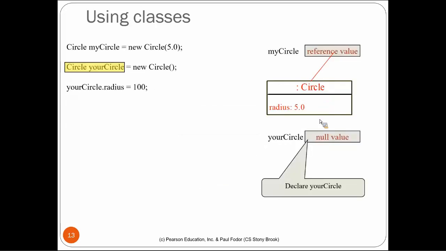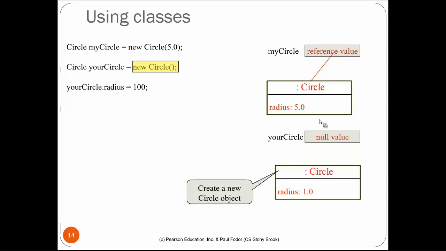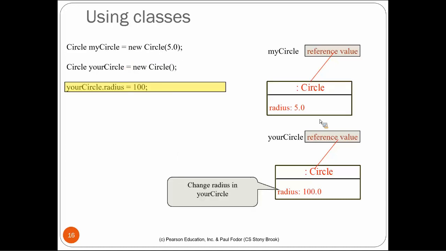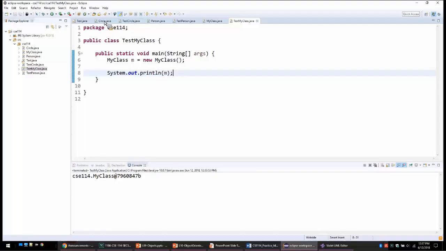And the same happens for the second circle, yourCircle. Initially it has a null reference, then it creates a circle of radius 1 and assigns the address of that circle to the reference type variable yourCircle. And if we want to modify the radius of yourCircle, we can actually assign a different value to that radius. So let's actually do this example.